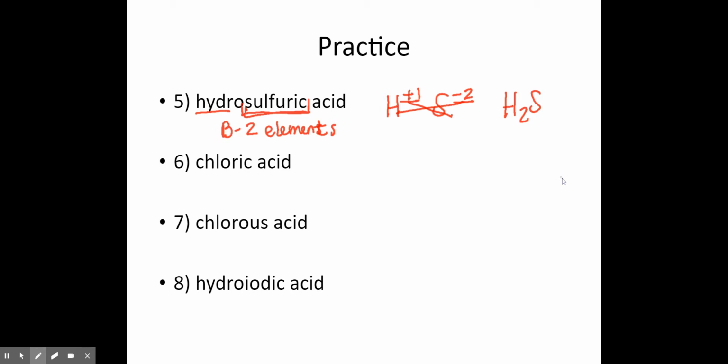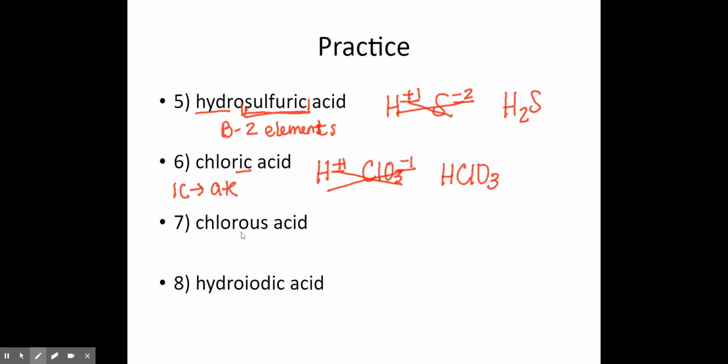Next, we have chloric acid. The IC means that whatever our polyatomic ion is, it has ATE as the end. And we know that it starts with chlorine because of the chlor. So when I look on my polyatomic ion sheet, I know that has to be ClO3. So again, I have H plus and then ClO3, which is -1. So those are going to cross down and cancel out. HClO3.